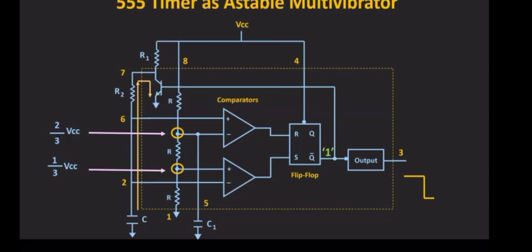So why we call this comparator as lower comparator and upper comparator? So lower comparator works for 1/3 of VCC and upper comparator works for 2/3 of VCC.